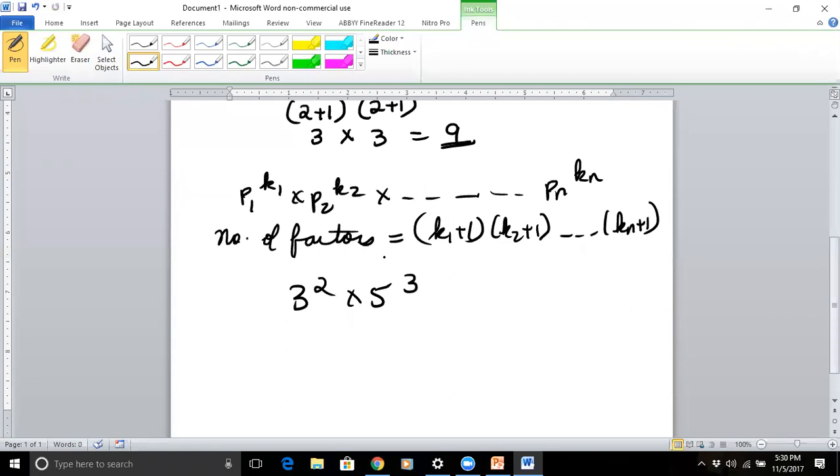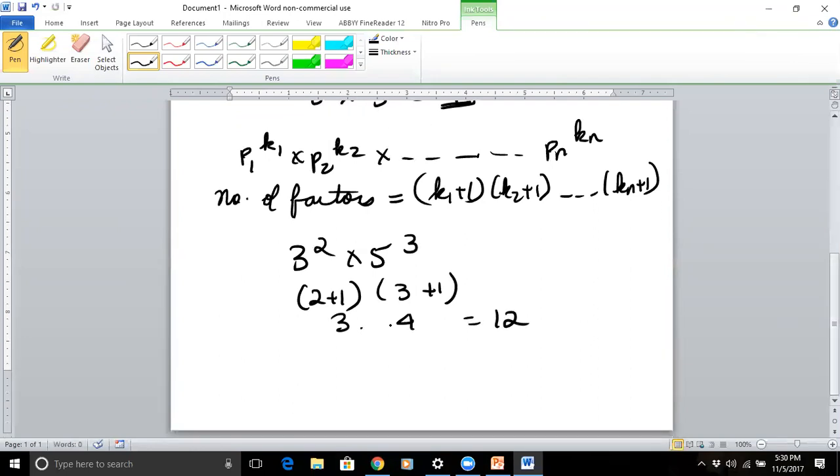Perfect. So this is going to be 2 plus 1 into 3 plus 1. So 2 plus 1 is 3, 3 plus 1 is 4. So 3 into 4 gives me 12, right? But think about this now, okay? What if I give you this 4 square into 5 cube? And now I ask you for 4 square into 5 cube, what are the total number of factors? What would be your answer for this?